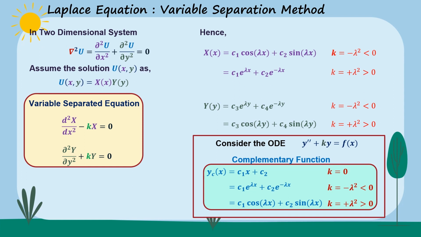Why? Because if I choose k equal to 0, then ∂²X/∂x² and ∂²Y/∂y² must be equal to 0. Now, if ∂²X/∂x² is equal to 0, then Y times ∂²X/∂x² and X times ∂²Y/∂y² is always equal to 0. Therefore, ∇²u is always 0. So if I consider k equal to 0, there is nothing to solve. It's a very simple trivial condition.